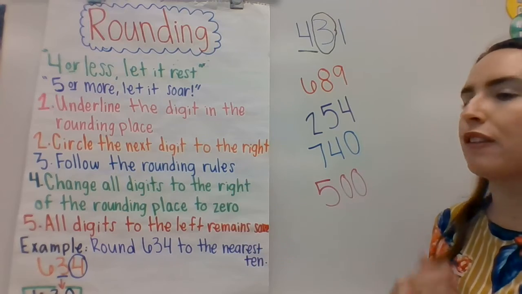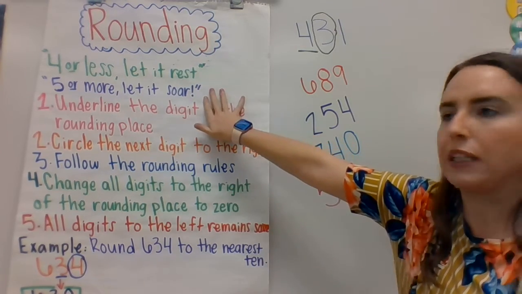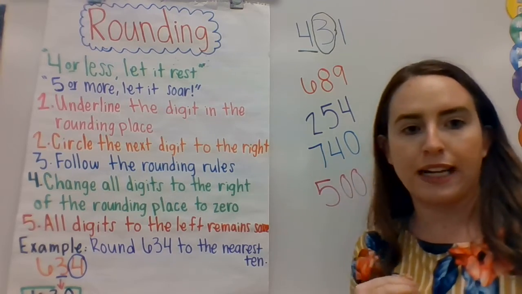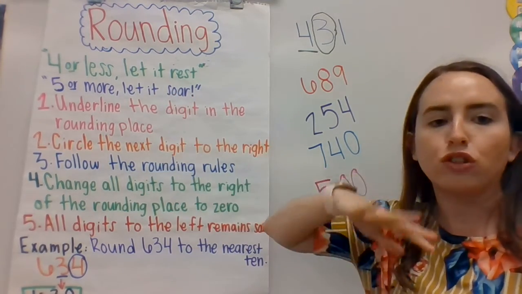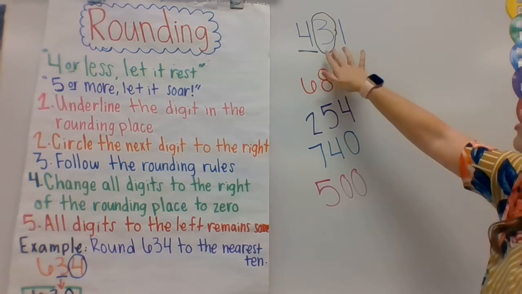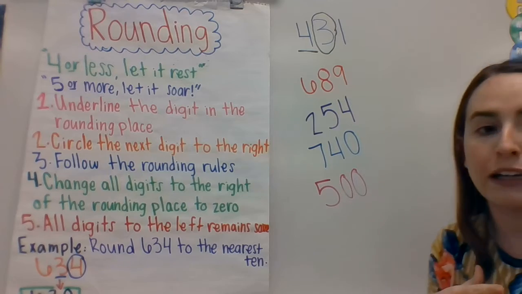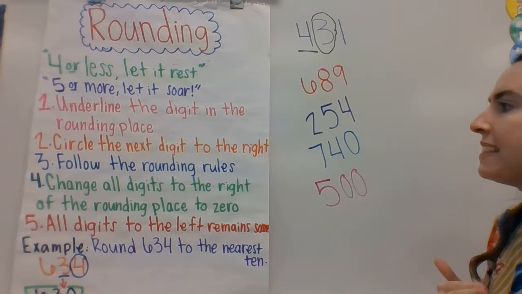And then step 3 is follow the rounding rules. And remember, the rounding rules are 4 or less, let it rest, which means you would round down. 5 or more, let it soar, which means round up. So I know 3 is less than 4, so that means I'm going to let it rest and round down.